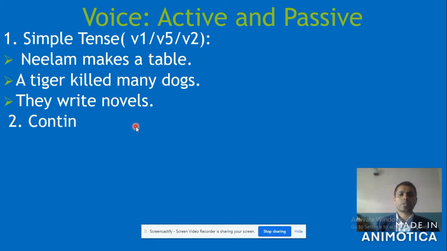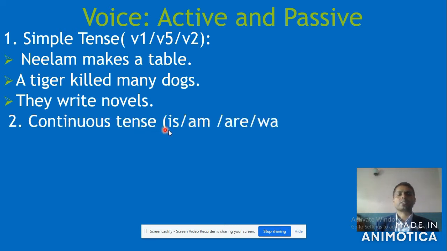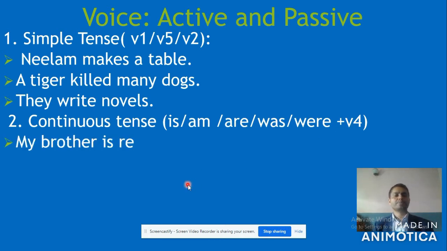Now let's have a look at category number two, the continuous tense category. You have to notice is, am, are, was, were. Among them anyone appears, and with this comes verb four, the ing form of the verb. You will be clearer from example sentences, my dear student. Look here. My brother is reading a book. Here my brother is the subject, is is from the structure, reading is verb four, the ing form of the verb, and a book.